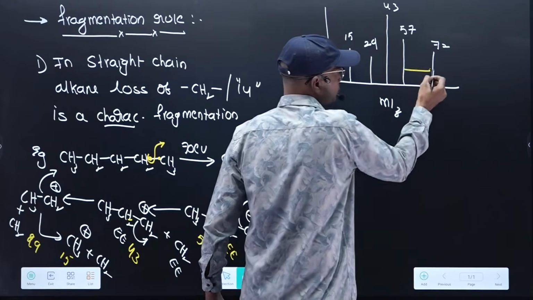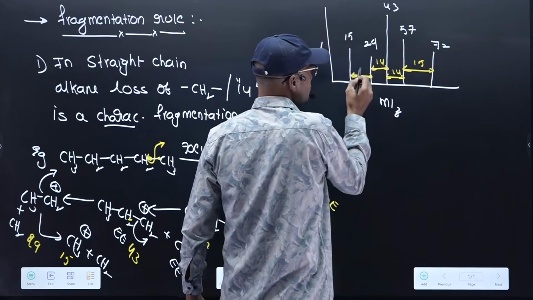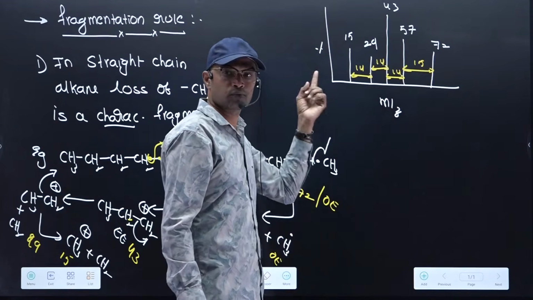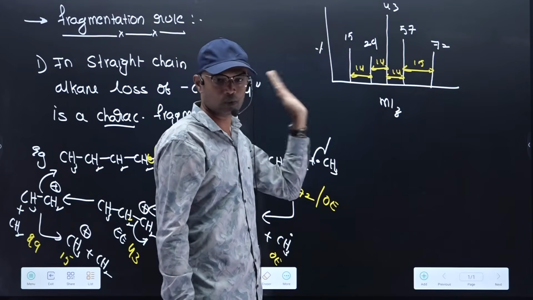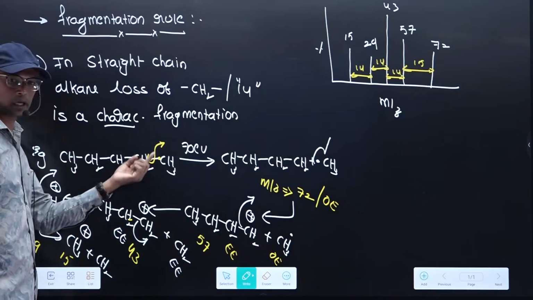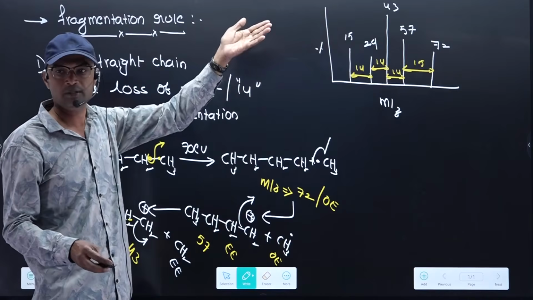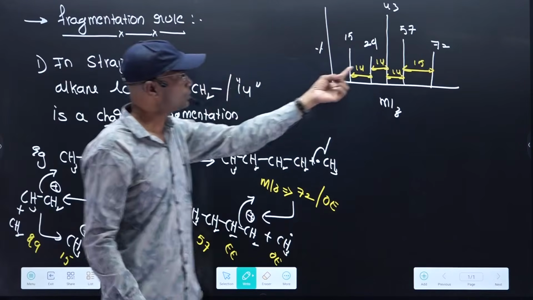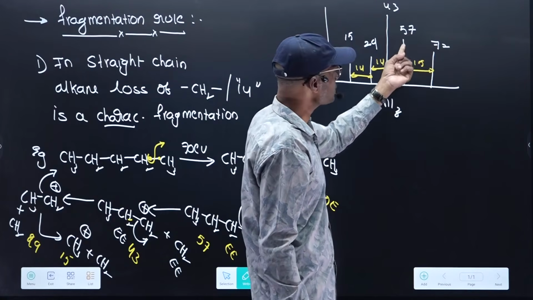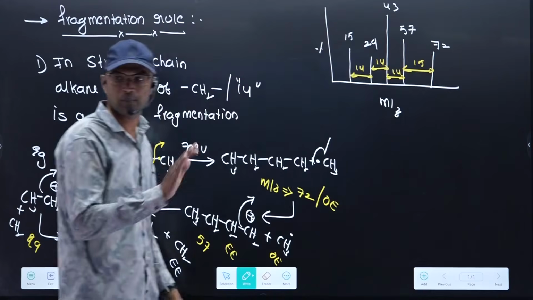Now what is the difference between these two? 15. And between these two? 14. Here the difference is 14 and here the difference is 14. If the first difference is 15 and all the remaining are 14, 14, it is definitely a straight chain alkane. There is a code to identify it. Suppose here how many carbons are present? 1, 2, 3, 4, 5 carbons. I may take 6 carbons, 7 carbons, 8 carbons, straight chain. The number of carbons keeps on increasing. Every time, what is the difference? 14, 14. So when the molecular ion's next peak differs by 15, and after that regularly you get 14, 14, it indicates that the given molecule carries a straight chain. There is no branched chain in it.